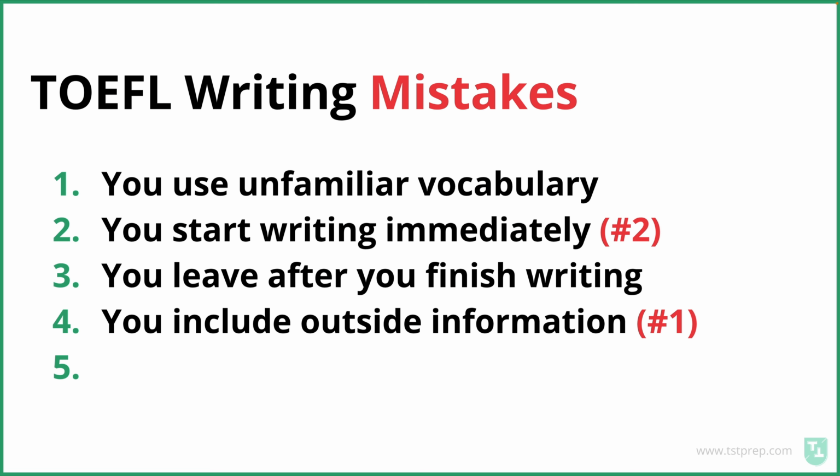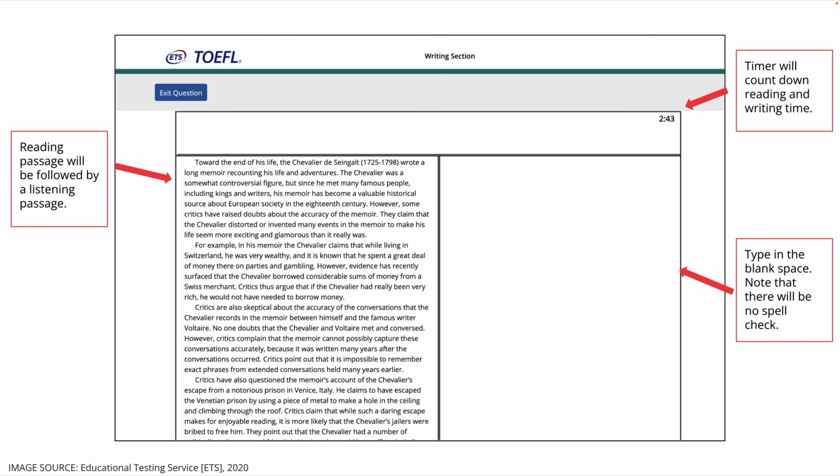All right, so TOEFL writing mistakes. Number 4, you include outside information. So this is for question number 1. Question number 1 is the integrated writing, where you have to read a passage, and then you have to listen to a talk about the passage, and then you have to write. This is what it'll look like on test day. After you listen to the passage, the reading will come back, and you see it here on the left side. And there will be a timer counting down, and you can type in that blank space.